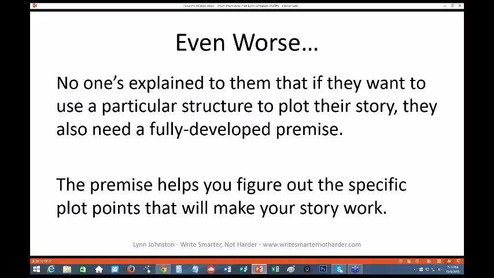Even worse, often there are a lot of writers out there who have never had it explained to them that if they want to use a particular structure to plot their story, they also have to have a fully developed premise. And the reason for that is that the premise helps you figure out the specific plot points that will make your story work. And if you've seen the premise webinar I did, you know how important it is to have all those elements before you start plotting. And you've seen how many story ideas and plot events fell out of the premises that we came up with. Having that focus and having a clear premise to aim for makes it so much easier to figure out what the events of your story should be.